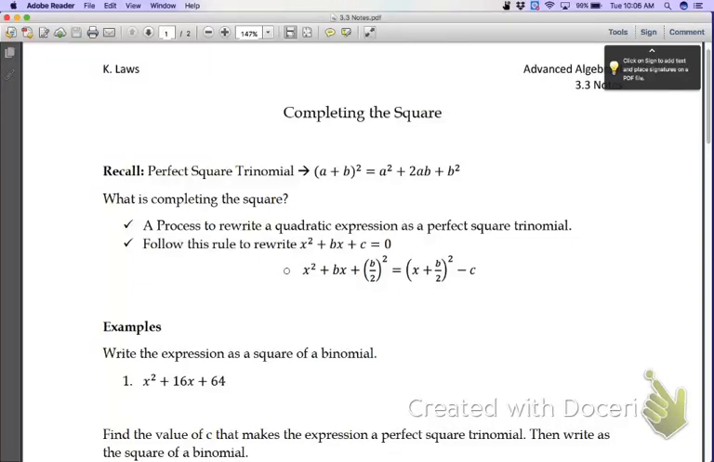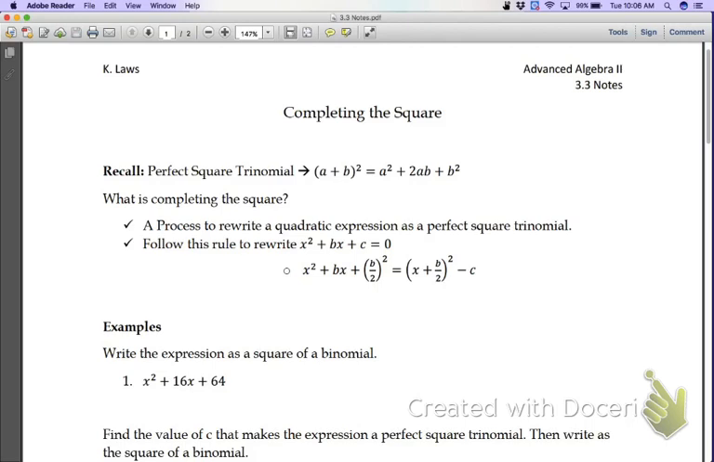Halfway through how to solve various quadratics. We've done it with isolation and we've done it with factoring. Now we're going to use what's called completing the square. Completing the square is going to look a lot like isolation whenever we actually solve it.